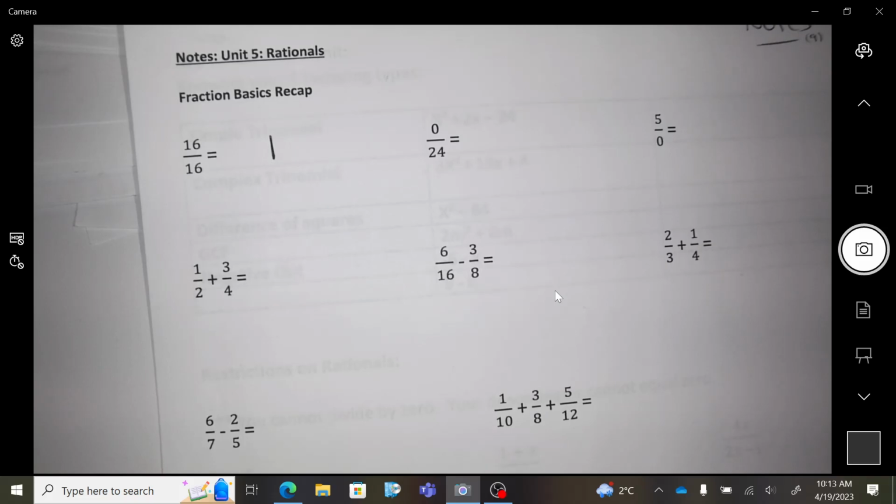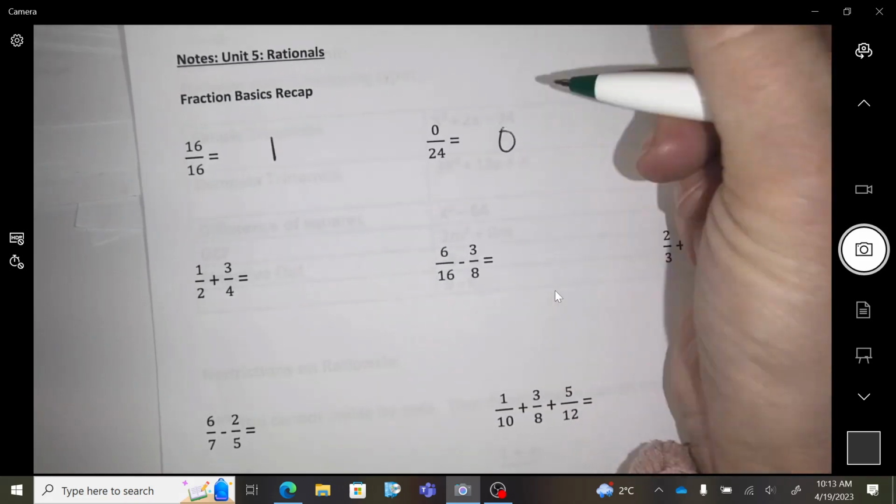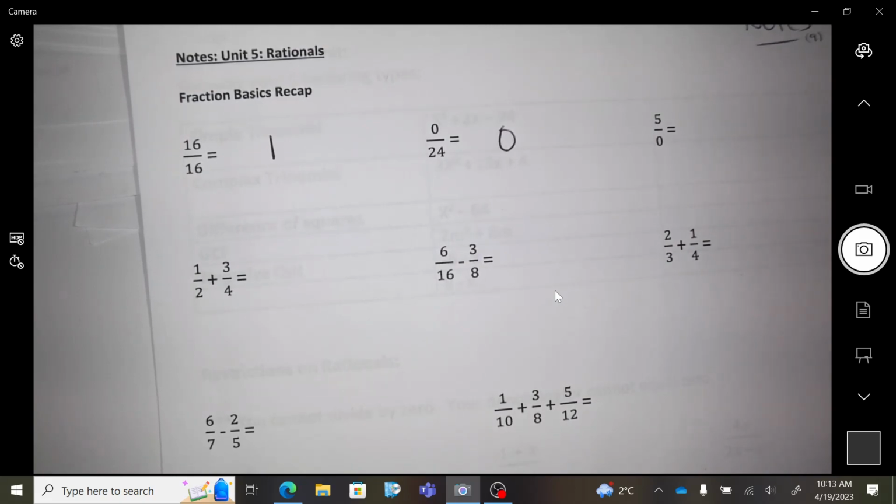What happens if the numerator is 0? It's 0. What happens if the denominator is 0? Undefined. You remembered the word. You can't define the math number that divides by 0.